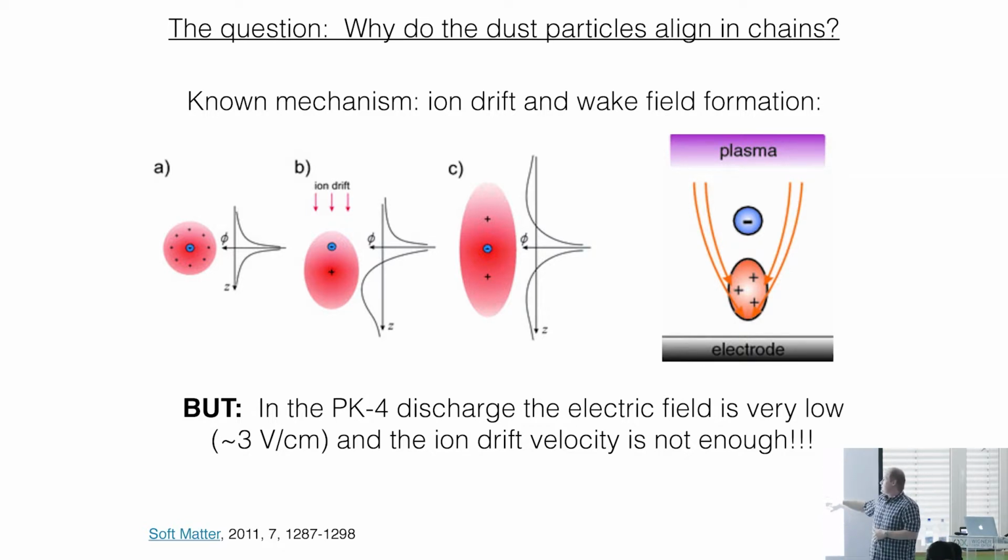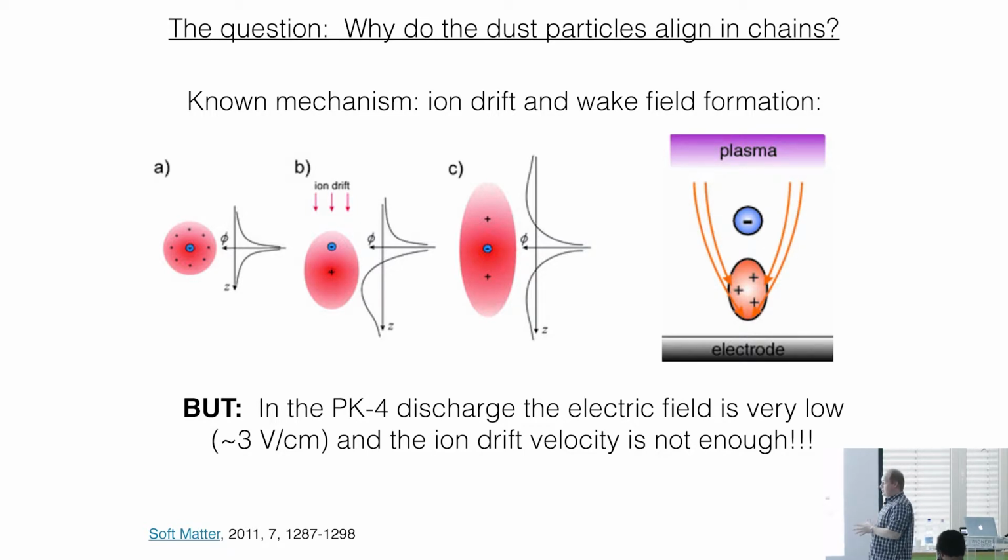Another mechanism is also known, it is called ion wake field, where the ions which move very fast next to the negative dust actually get focused as they pass this attractive center. The ions get focused below the dust particle, and again, if you have one more dust particle, it will be attracted by this field. So these are known mechanisms for chain formation, but both of these mechanisms need high speed ions, high drift velocities.